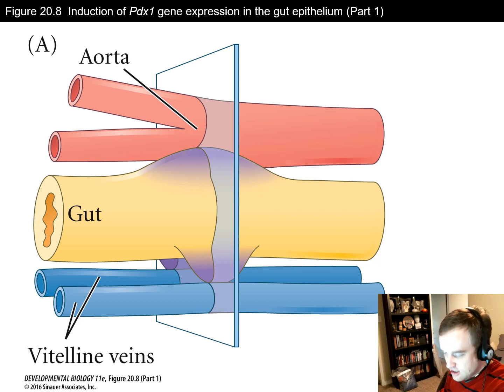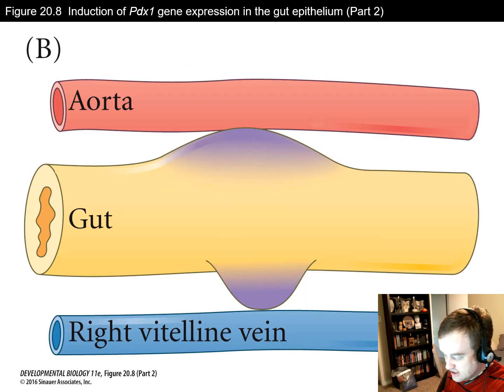And as you can see here, there is a gene, PDX1. The gut borders the aorta and these vitelline veins, and where the gut comes close or in contact with either of the circulatory structures, there is induction of this PDX gene, which causes the formation of those buds for pancreas formation. Now, the previous slide had two vitelline veins, and that was the example of a chick embryo, which forms those two buds on the ventral side.